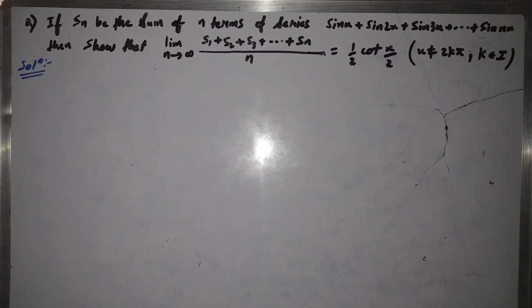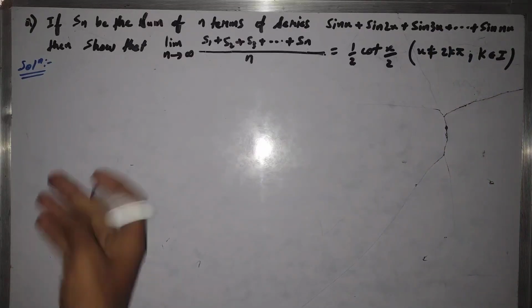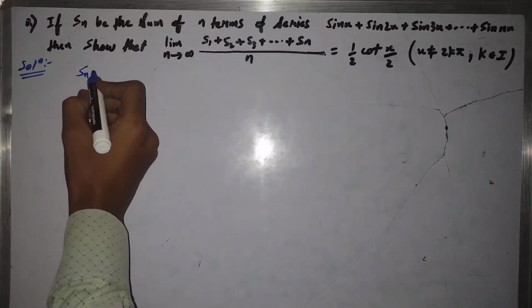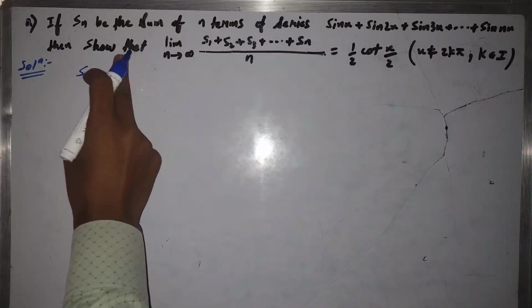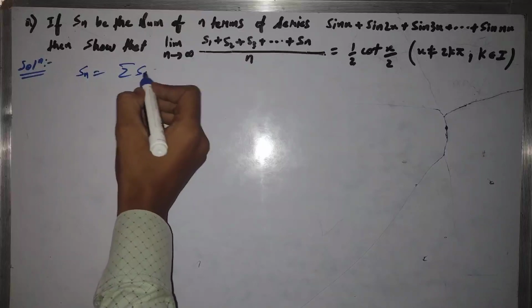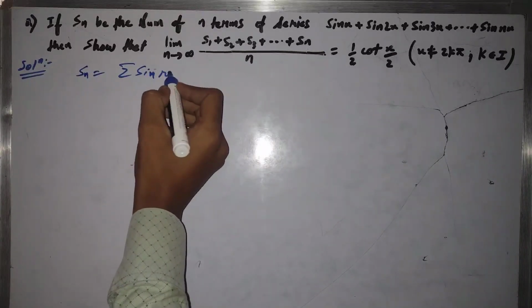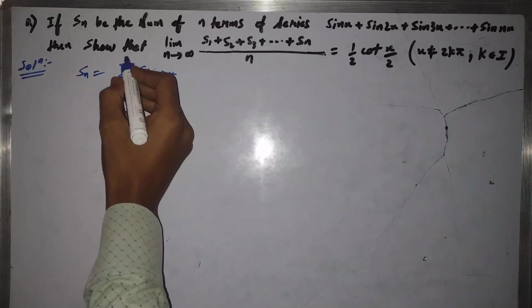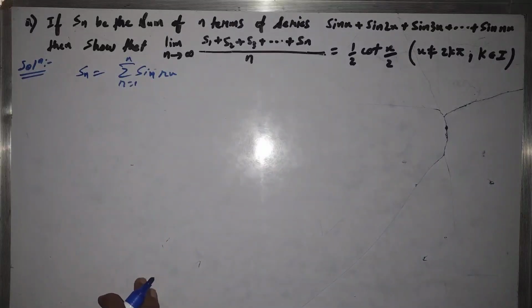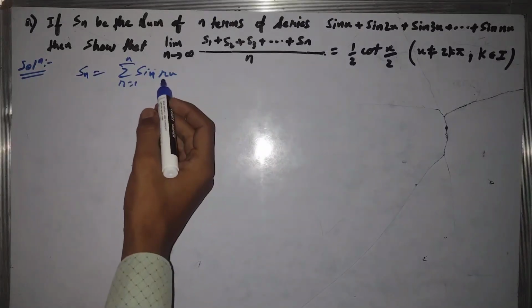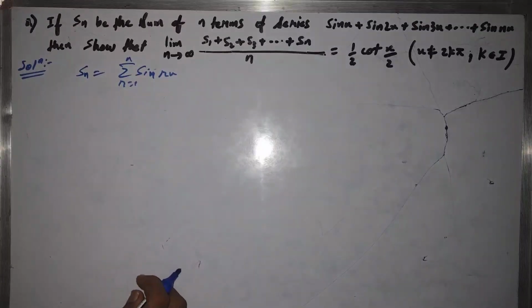So this is the first problem, in which the function Sn is defined as the summation of a series of sines, and we can see that the angles of the sines are in AP with the common difference x. So we can write Sn as the summation of sine rx, r equals 1 to n. Okay, this is Sn.